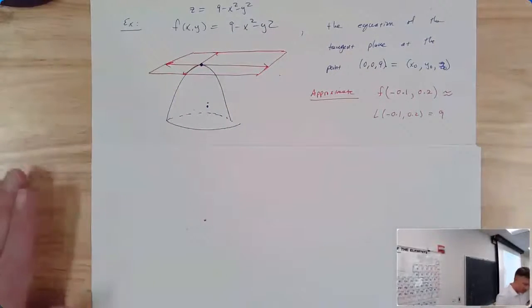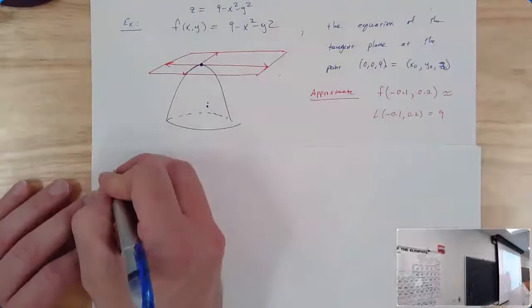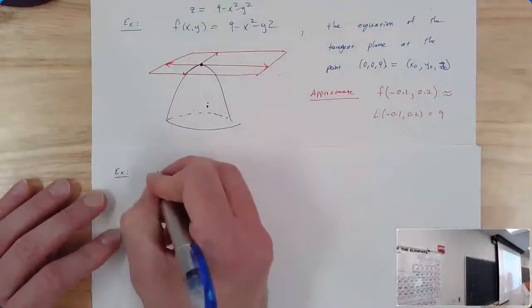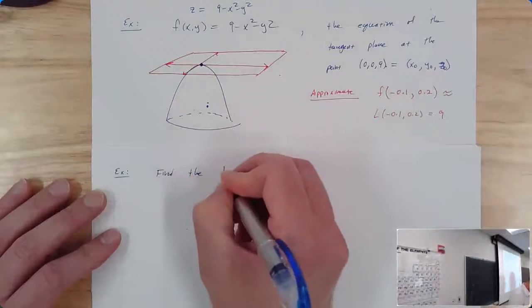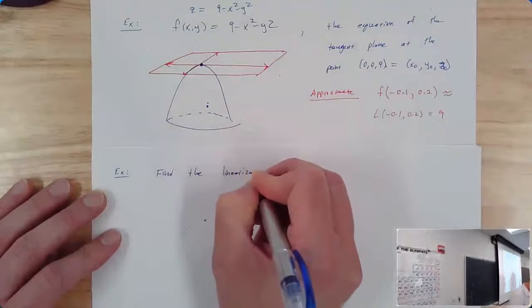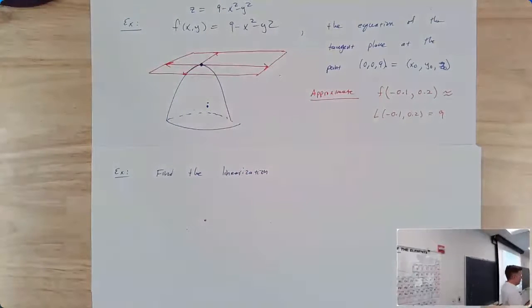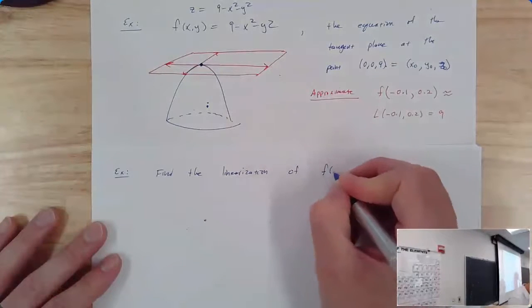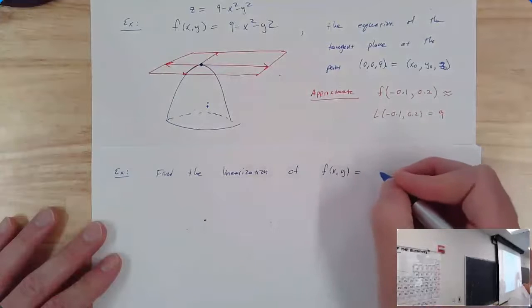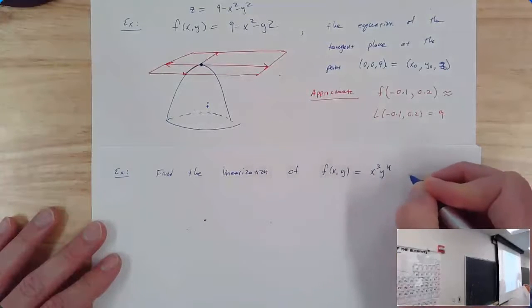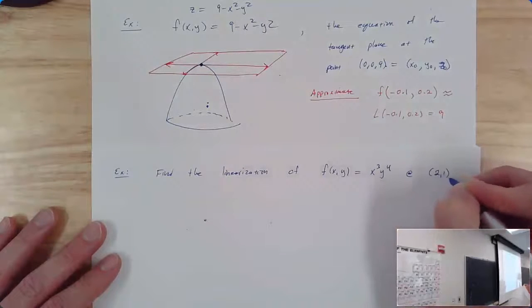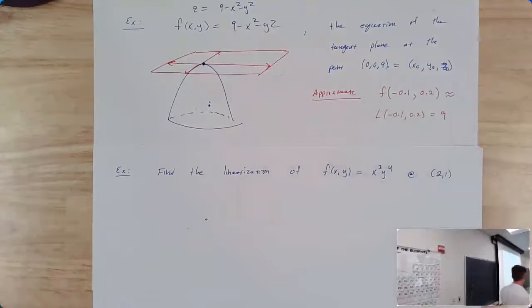Let's say we're first going to find the linearization. And again, when you hear linearization, you can think tangent plane. You've got some surface function f of x, y equal to x cubed y to the fourth at the point 2, 1. I couldn't draw this, it's not very nice to draw, but we've got some surface, and all we're trying to do is find the tangent plane to that surface at that point.